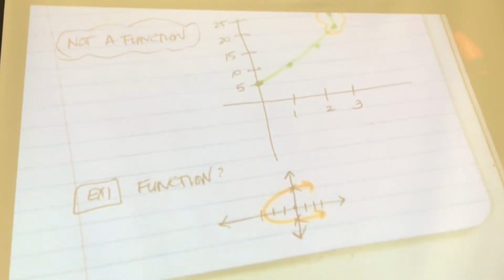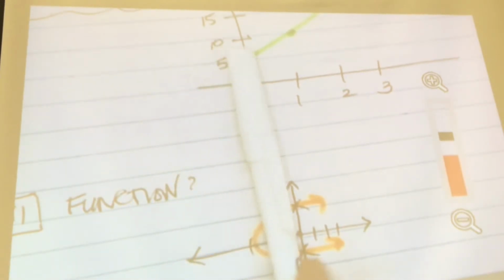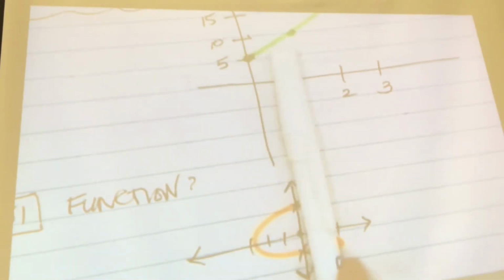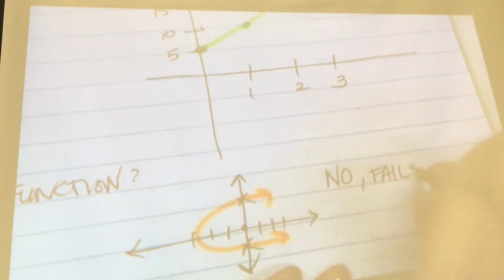So if I were to do the vertical line test, it fails here, here, here, here, here, here, here, all the way through. So if I asked you, is this a function, would the answer be yes or no? Why not? Because it fails the vertical line test. It's enough. So this would be a no because it fails the vertical.